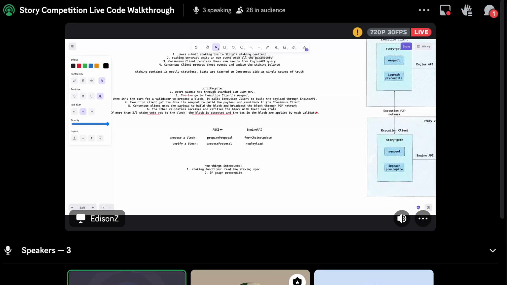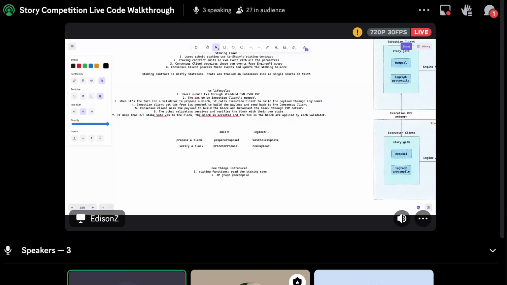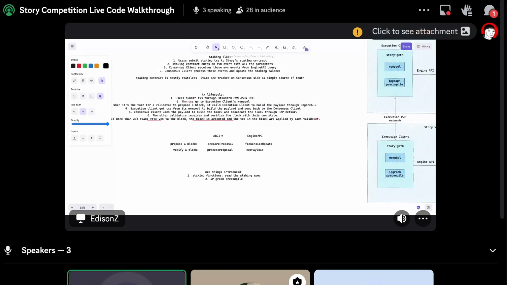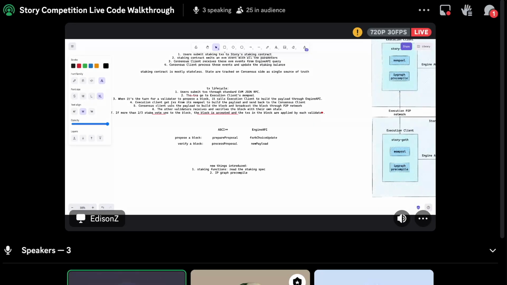And then when a validator needs to propose a block, which is on the consensus side, the CometBFT consensus algorithm will determine who is the next proposer, and when the next proposer comes in, it will call the execution client through the engine API to build a payload. Payload is basically the content inside the block, and the execution client will get all the transactions in its own mempool, build a payload, and send it back to the consensus client. And the consensus client will use this payload to build a block.